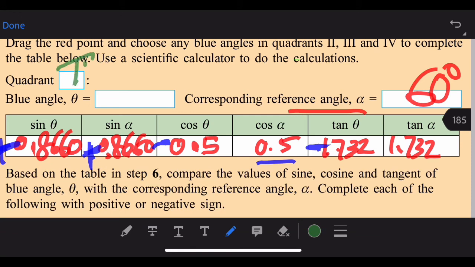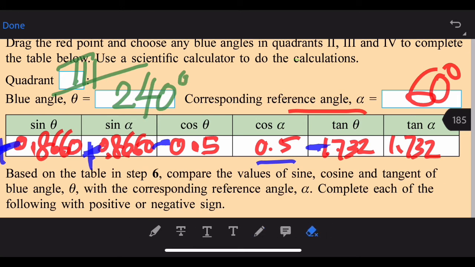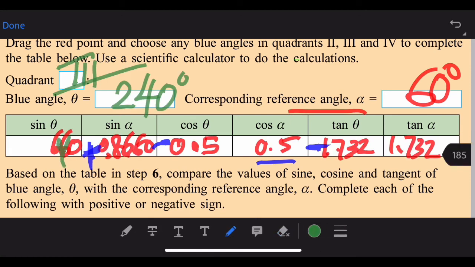Okay, we use a green color. So if you remain at 60, the angle now is 240. So you press the calculator, sine theta will give you negative, right? You get negative. This value will change to negative 0.8660. Okay, the value now turns negative for third quadrant for sine.